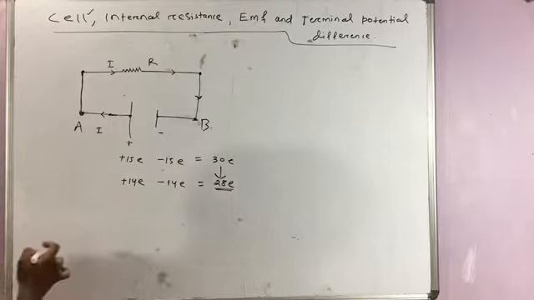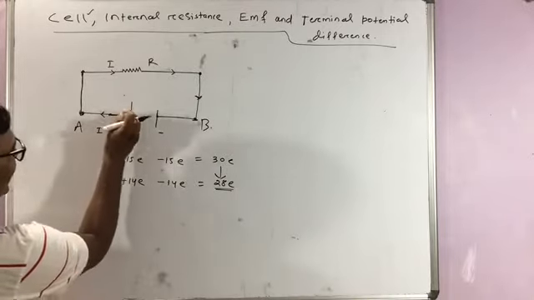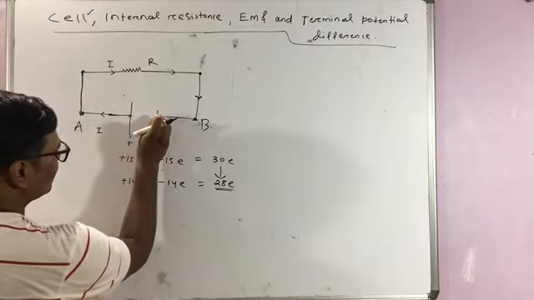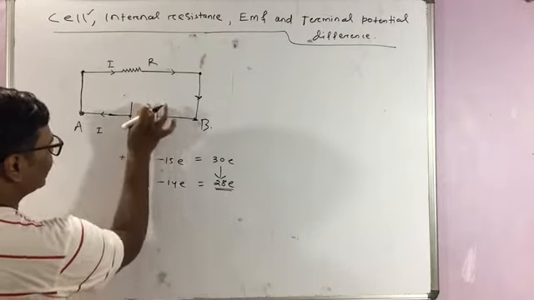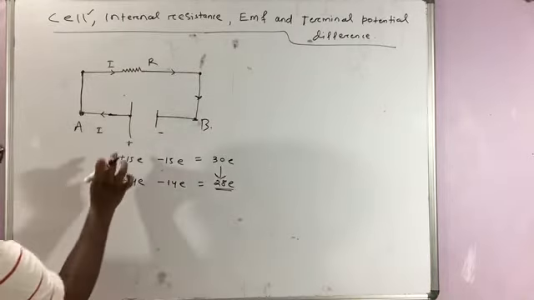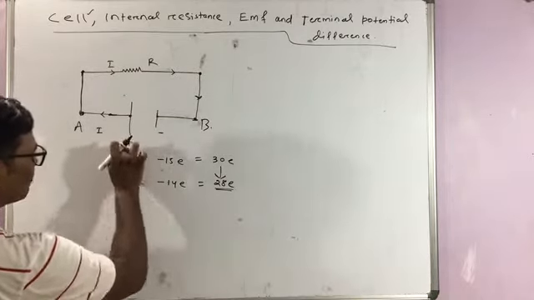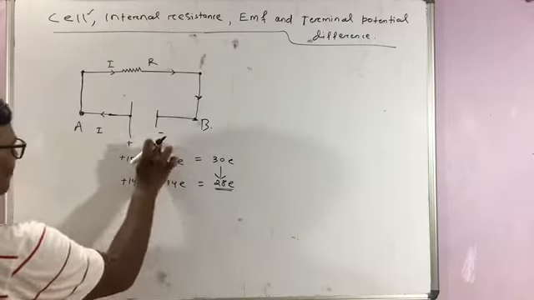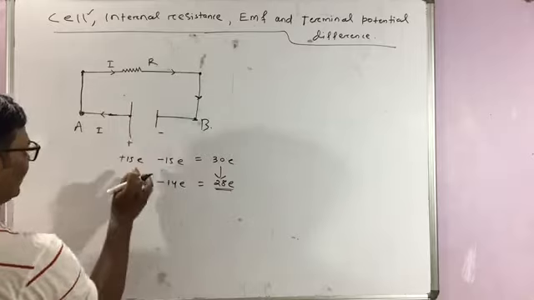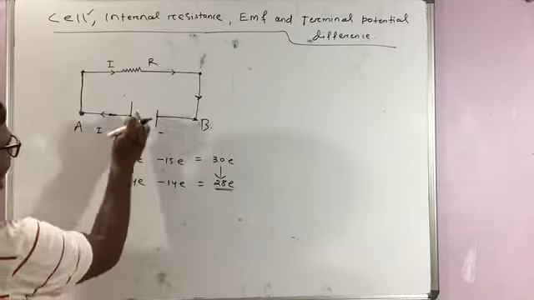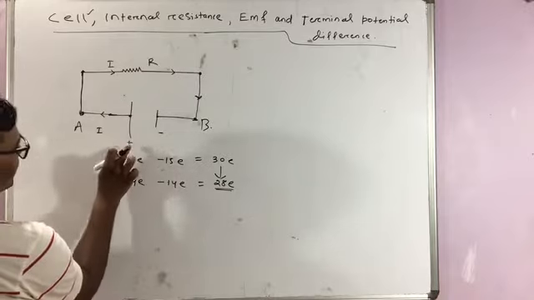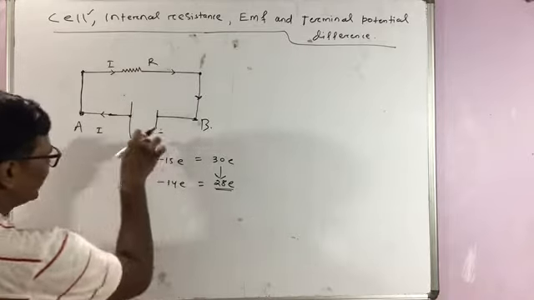Now what the cell does is take the electron reaching here and place it at this point because of the internal electrolyte mechanism of the cell. As the electron leaves this point and comes back again, this is the job of the electrolyte, or the cell, so that the chemical reaction takes place. Because of that chemical reaction, the electron from the positive terminal reaches the negative terminal.